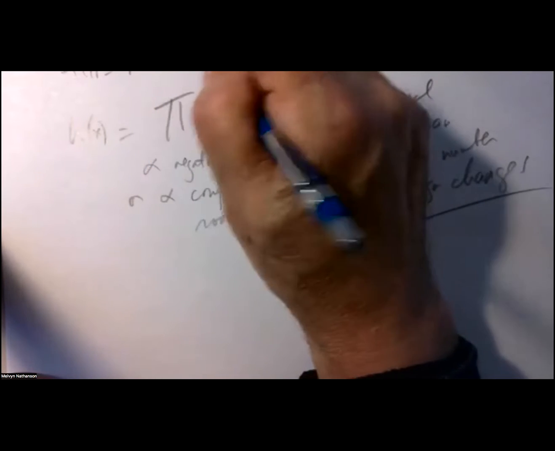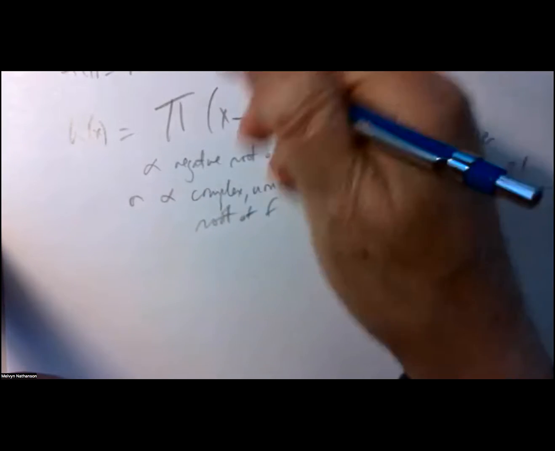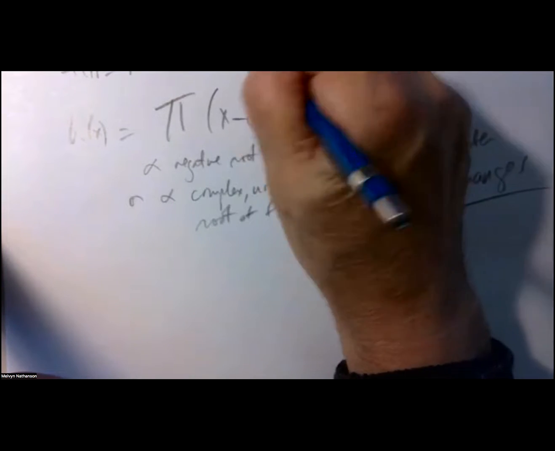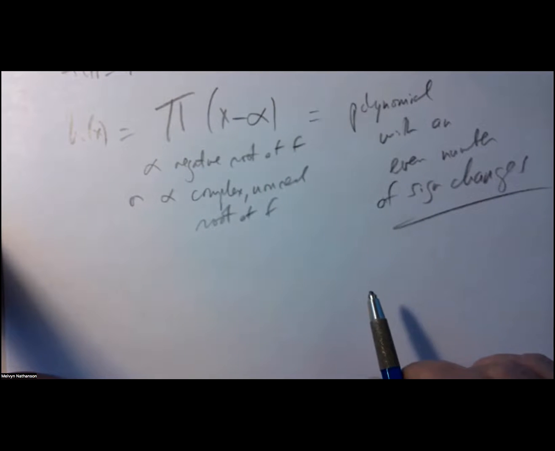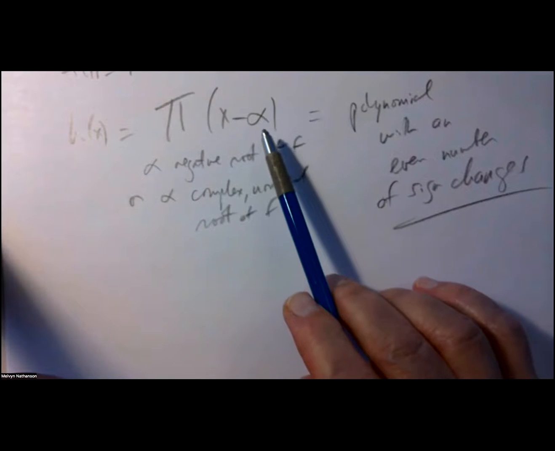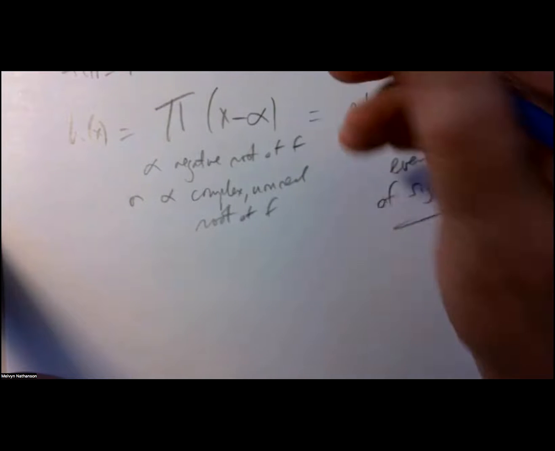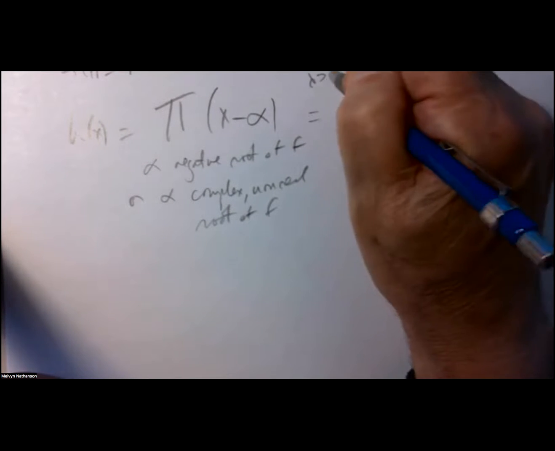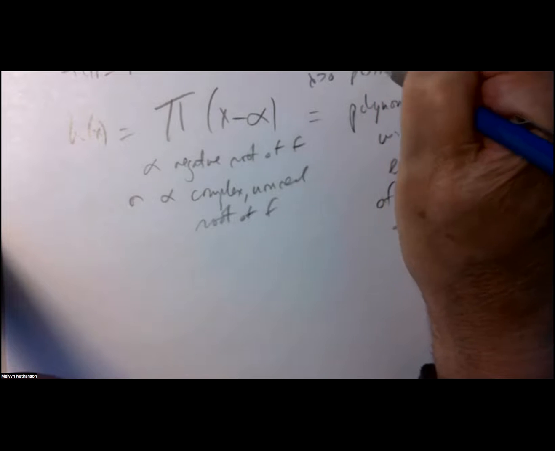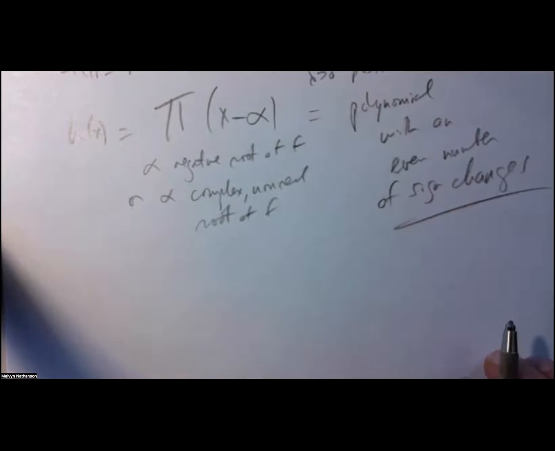And what is f of x? f of x is a polynomial, so it's the product over all the roots. So it's h of x, the product over the non-positive roots, times the product of x minus lambda, where lambda greater than 0 is a positive root.